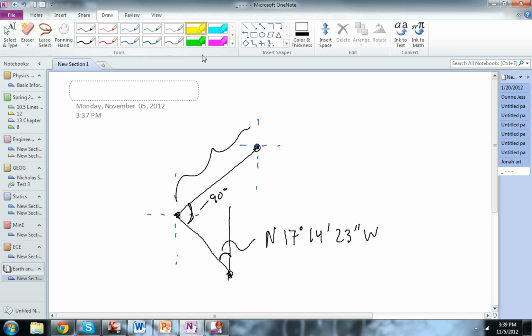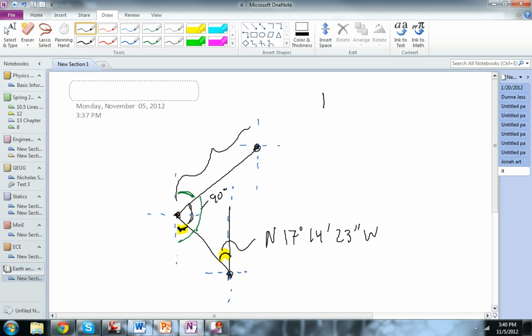So we know this angle right here, if we draw these lines out. By geometry, this angle is equal to this angle here. Right? Cool. So we know this angle. We know this angle. And we're trying to find this one right here.